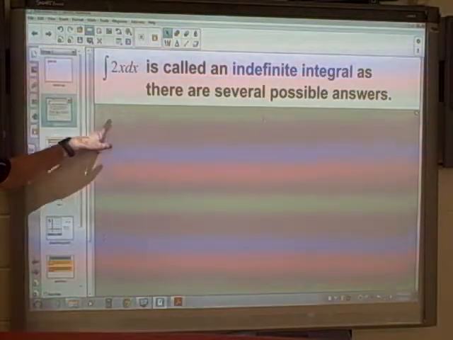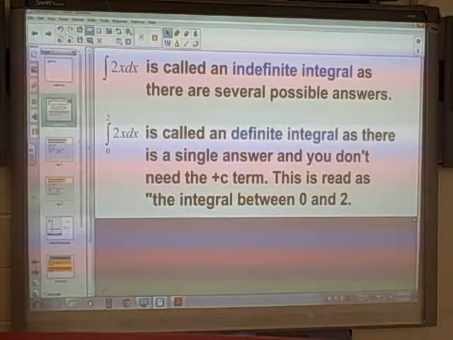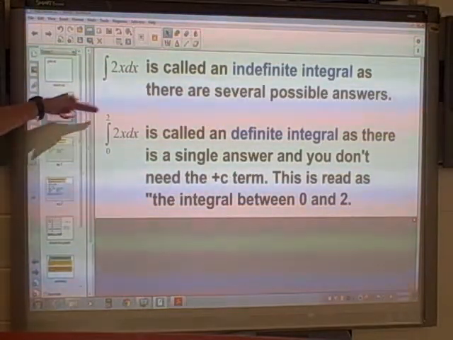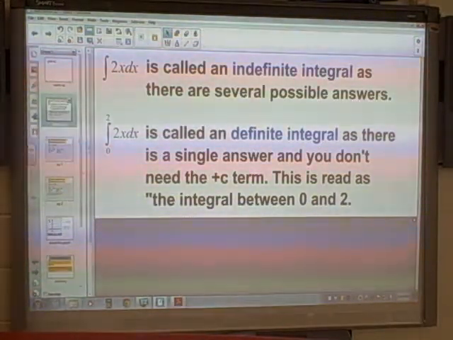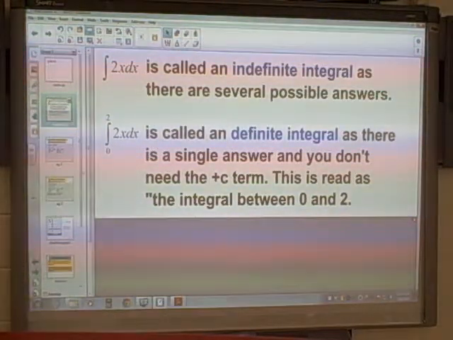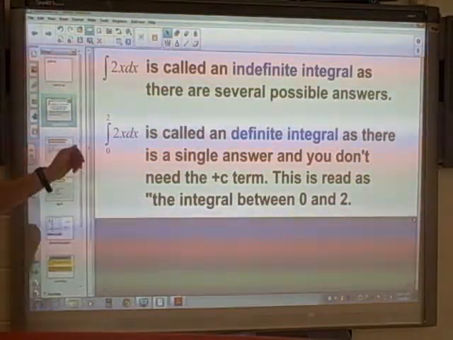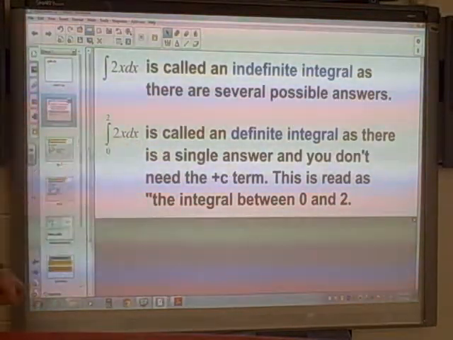Now today we're going to look at a slightly different integral. We're going to look at something called a definite integral. What makes a definite integral is that we have these two limits here, and those two limits allow us to find out what the answer is exactly. So we don't need the plus c for this question. We would read this as the integral between 0 and 2 of 2x dx.